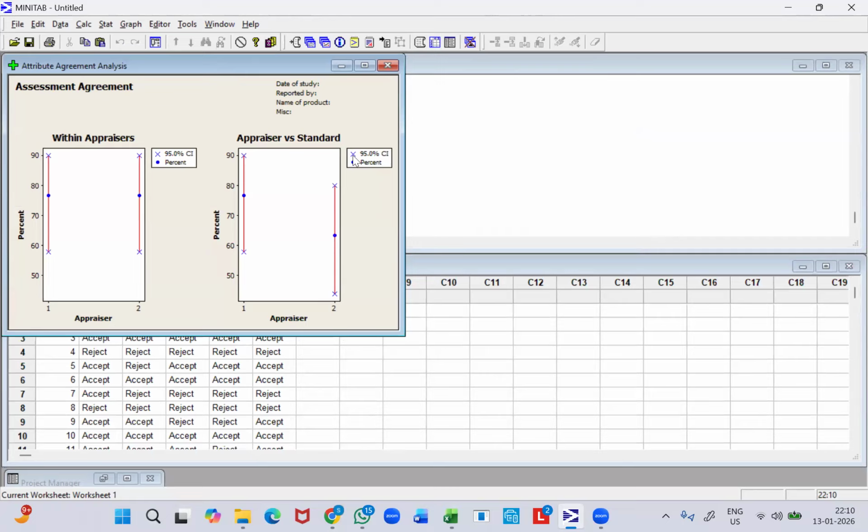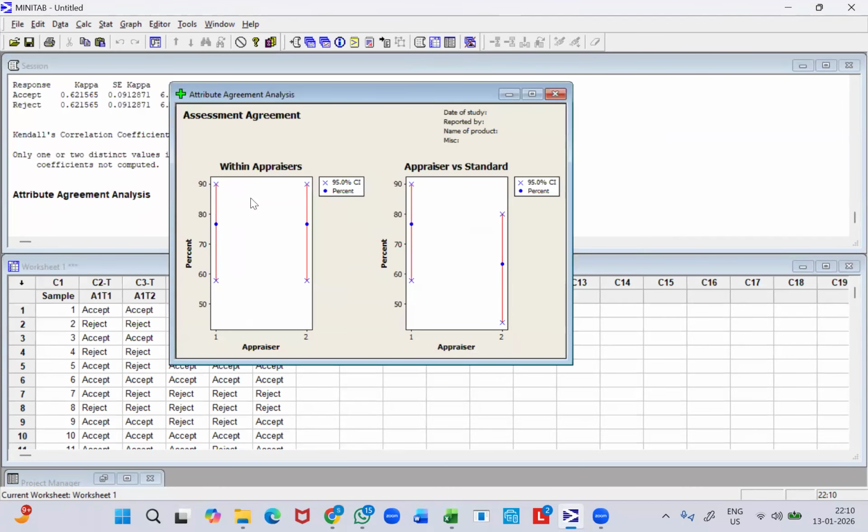So first we get to see a couple of graphs here. Within appraiser is nothing but the repeatability percentage values, right? This graph depicts the repeatability percentage values for both the auditors. Within appraiser means within a particular auditor, so we'll be ideally comparing the trial 1 and trial 2 results provided by an auditor, right? That is nothing but your repeatability.